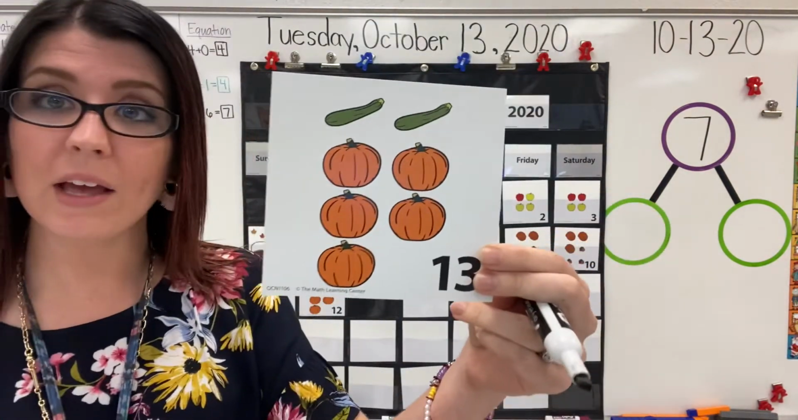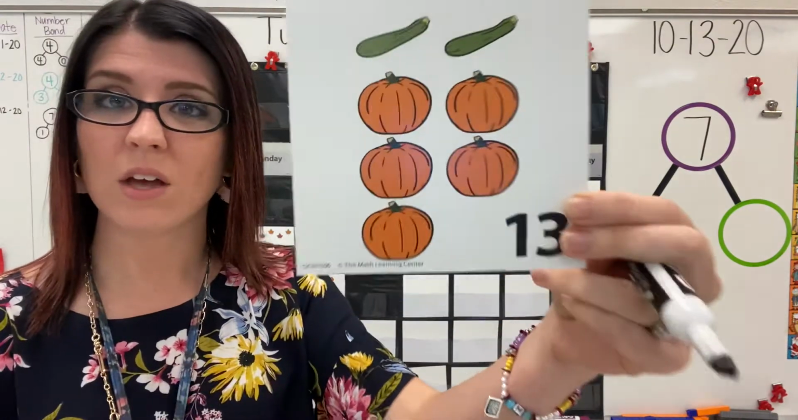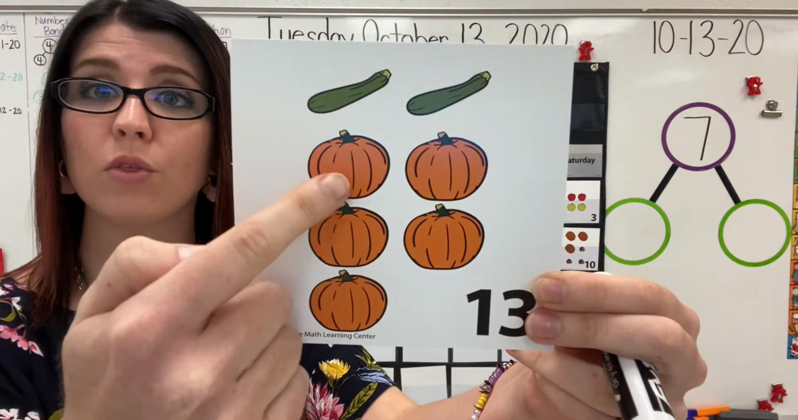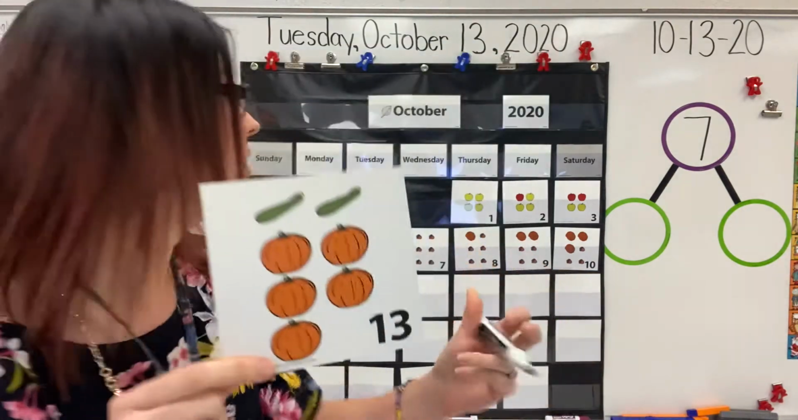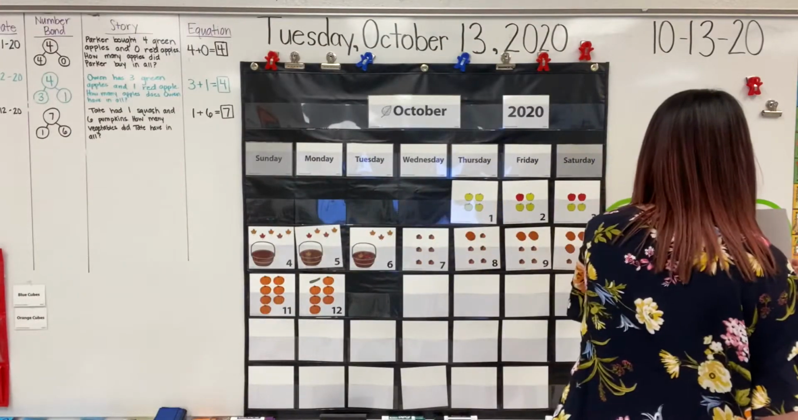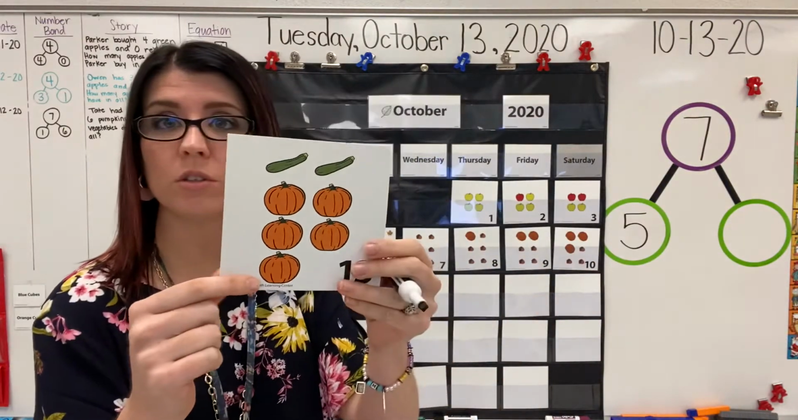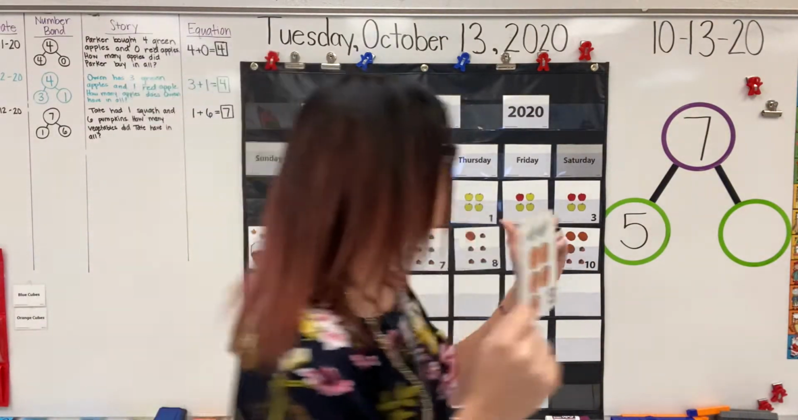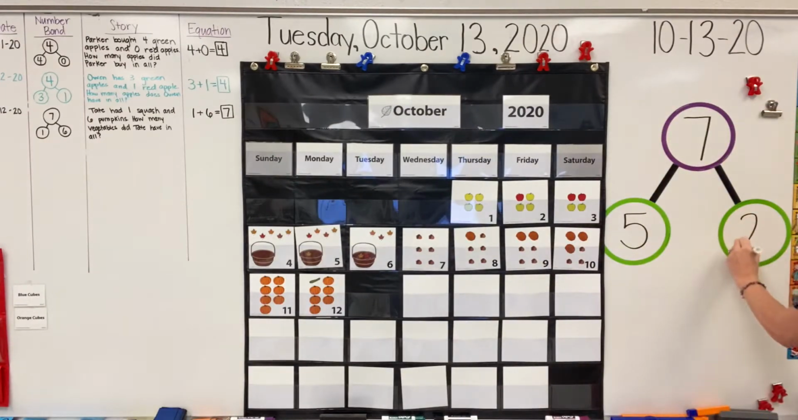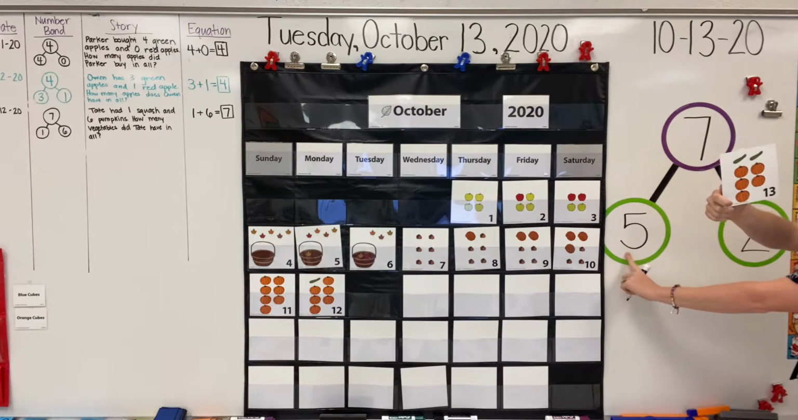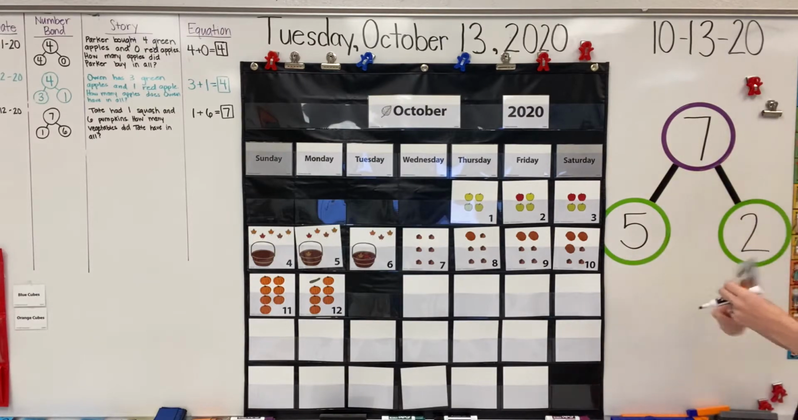So how many of the 7 are pumpkins? How many are in the pumpkin part? 1, 2, 3, 4, 5. So 5 of them are pumpkins. And what part of them are the squash? 1, 2. So 2 of them are the squash. So the whole thing had 7, and that 7 was in a 5 part and a 2 part.